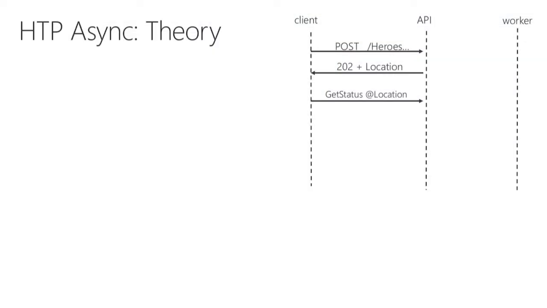We do post to heroes. Heroes come back on location. We basically get status on location. We're waiting. We're still getting 202. And we're doing get status again. And then we're getting OK, and we're happy with the result.